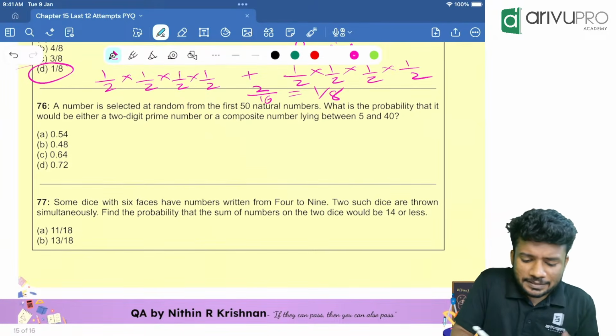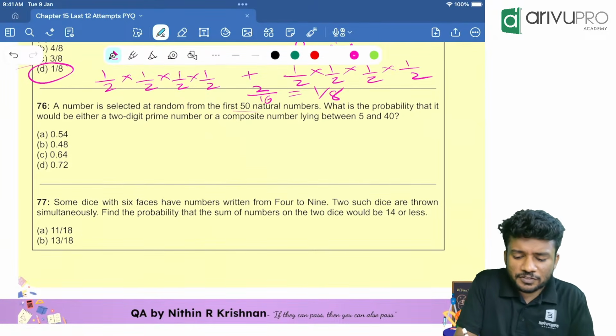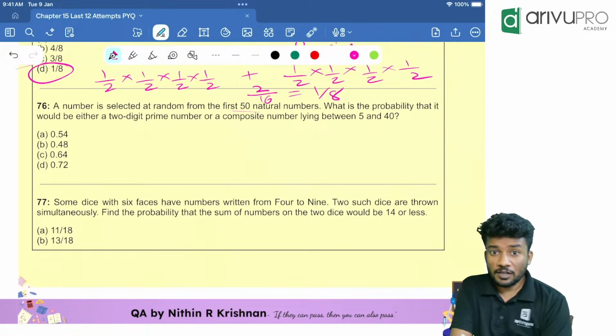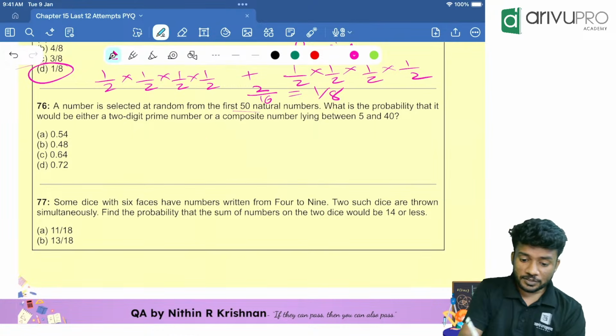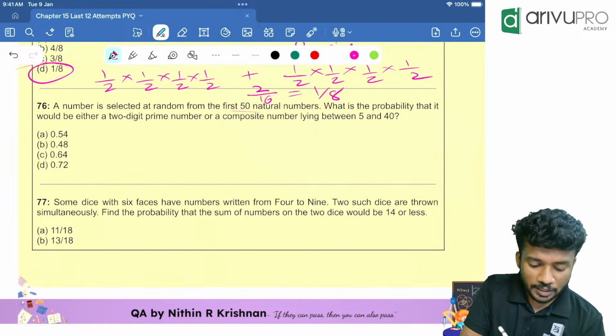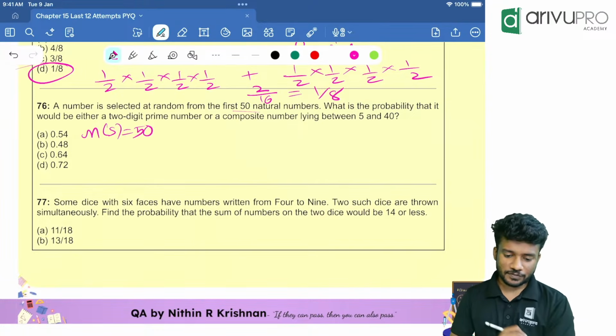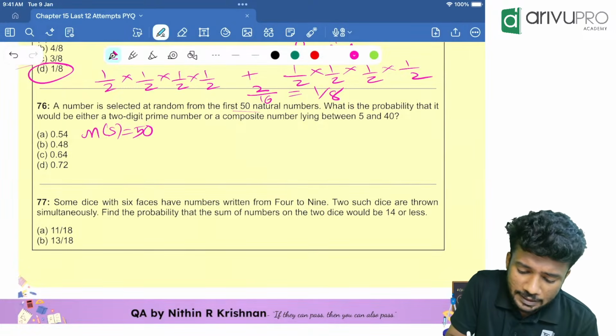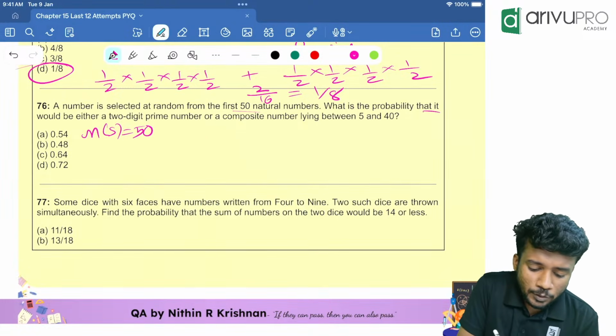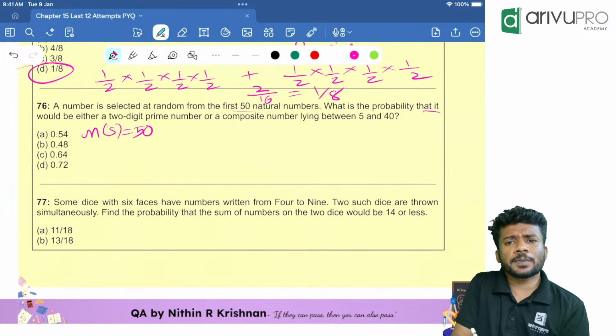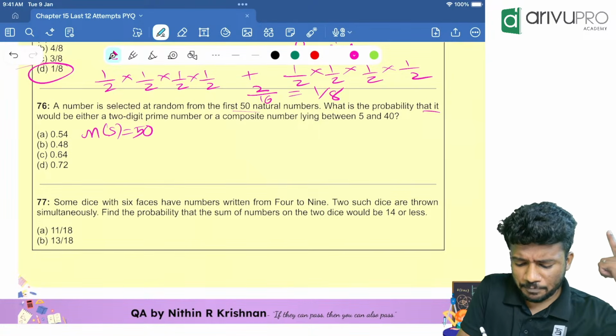A number is selected at random from the first 50 natural numbers. Okay, from the first 50 natural numbers, we are choosing. That means n of S is equal to 50. What is the probability that it would be either a 2-digit prime number? Which are the 2-digit prime numbers?